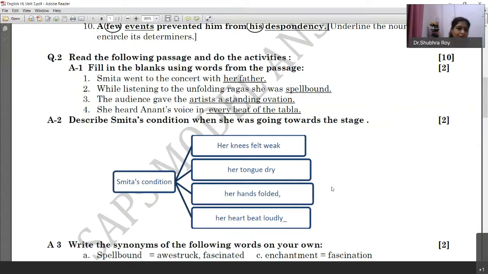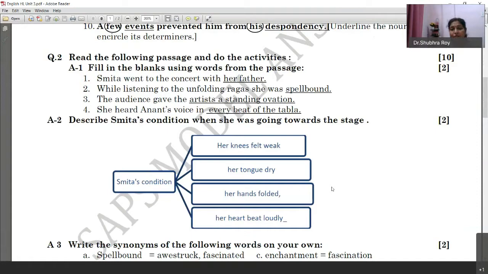Now, activity 2 describes Smita's condition when she was going towards the stage. So these are the answers: her knees felt weak, her tongue dry, her hands folded, and her heart beat loudly. These 4 phrases are given in 2 lines at the bottom and in the last paragraph, and just one point is given in the third paragraph. So you can find the answers from there and you can write it like this.